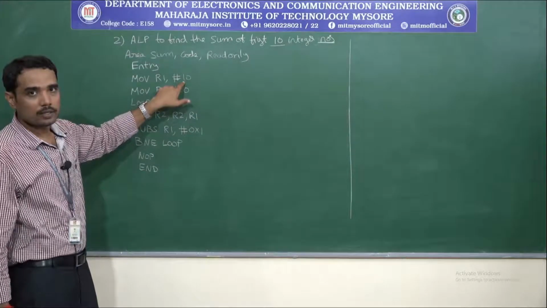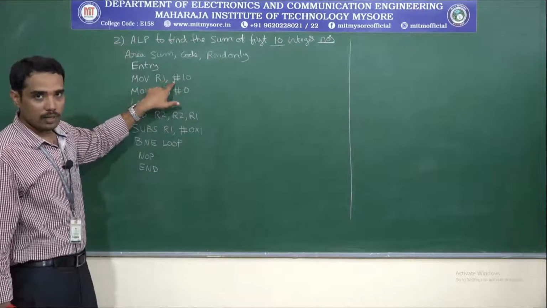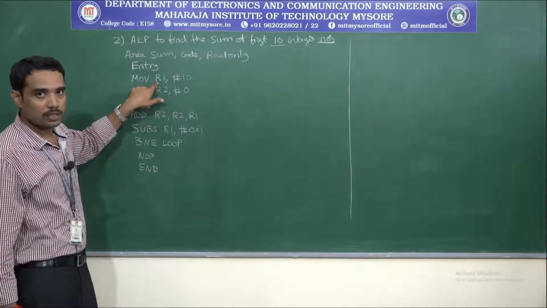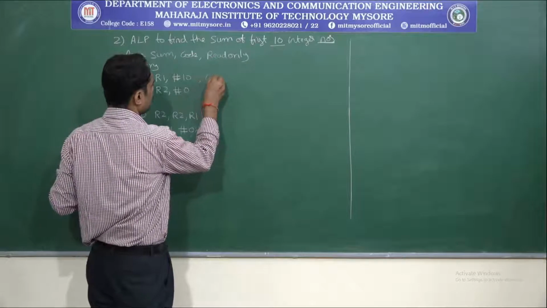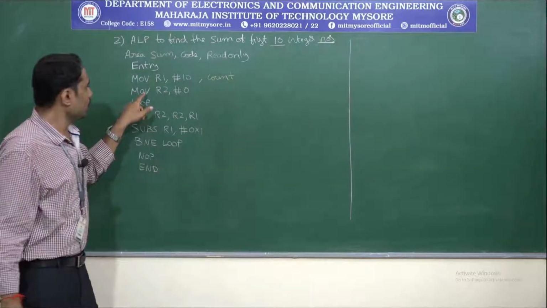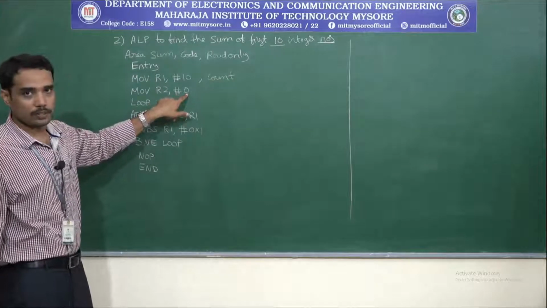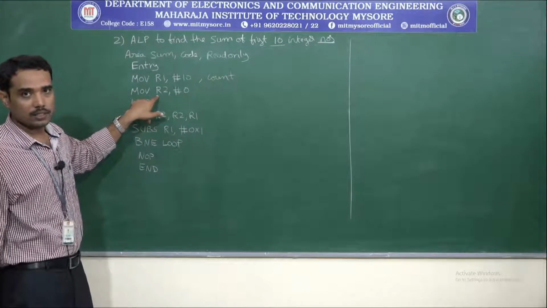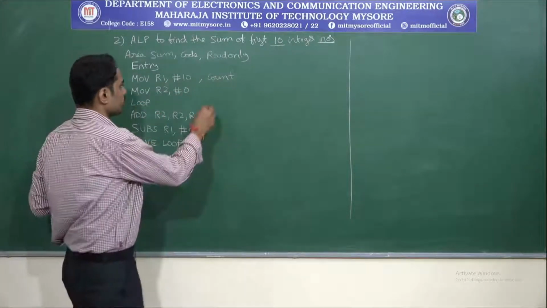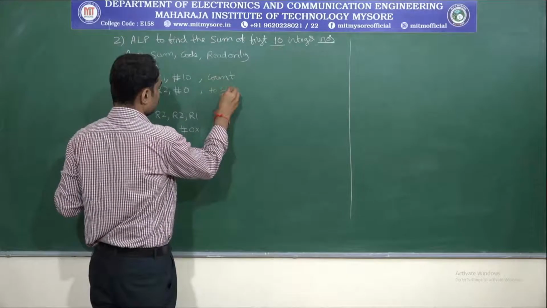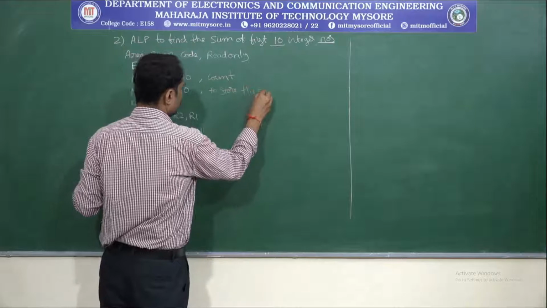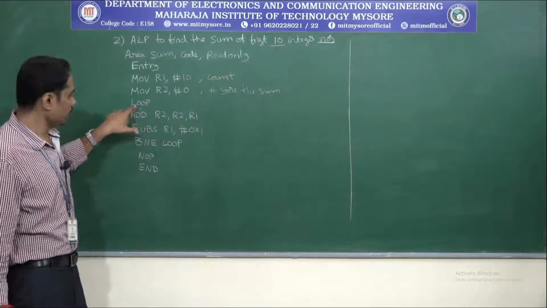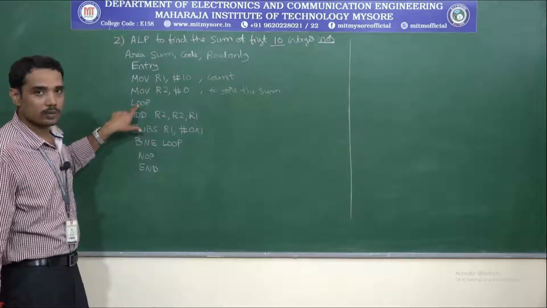For that purpose, I have taken 10 in terms of immediate data with respect to the immediate addressing mode, and I am trying to move it into register R1. You can write COUNT and MOV R2, #0. This is for the purpose of storing the result in R2. This implies that initially the result is 0, to store the sum. And next we have incorporated several instructions inside a loop.